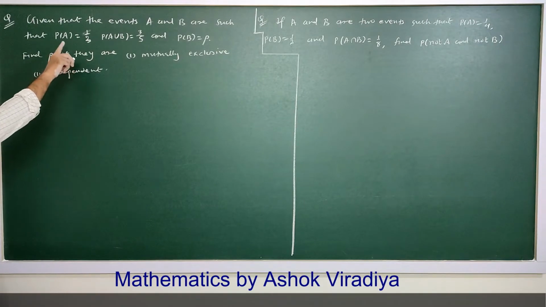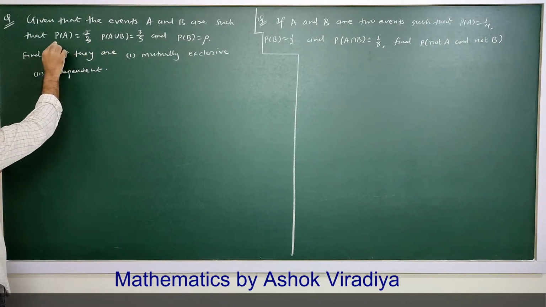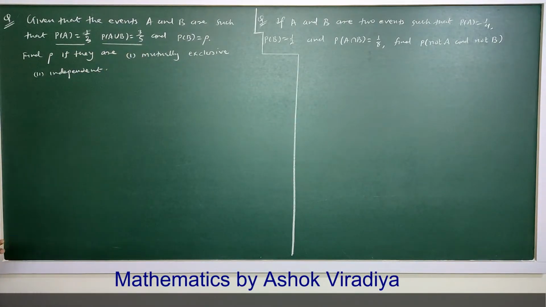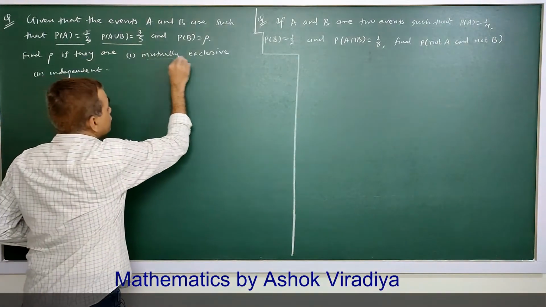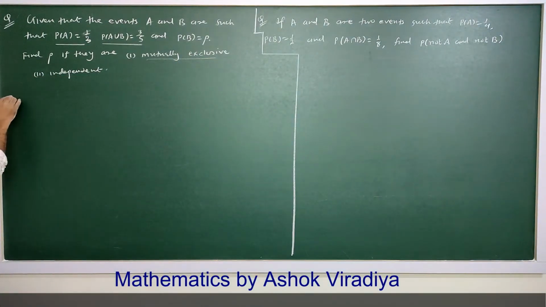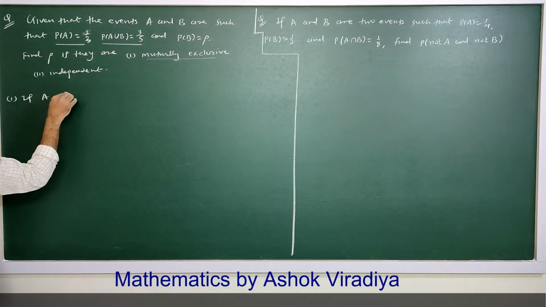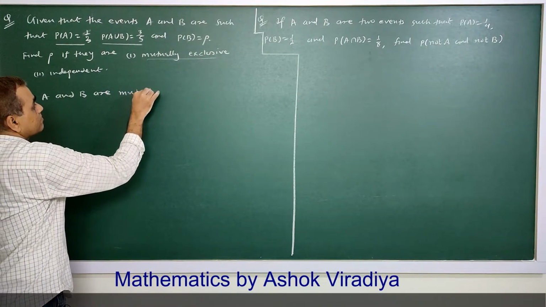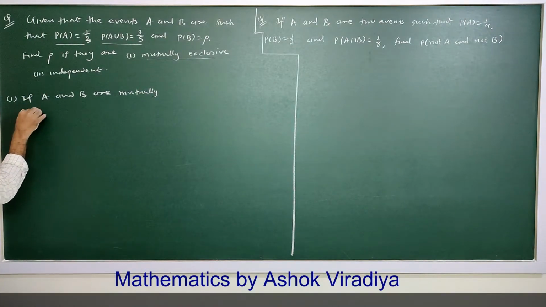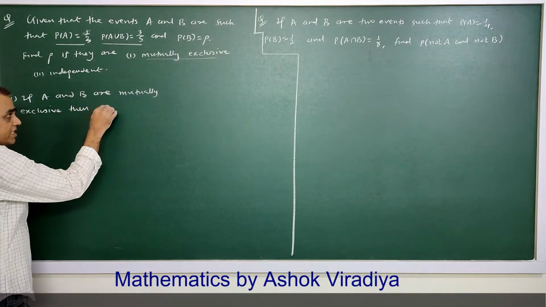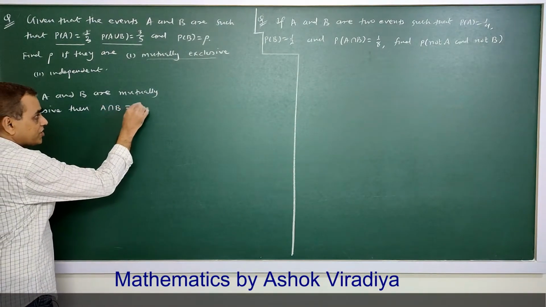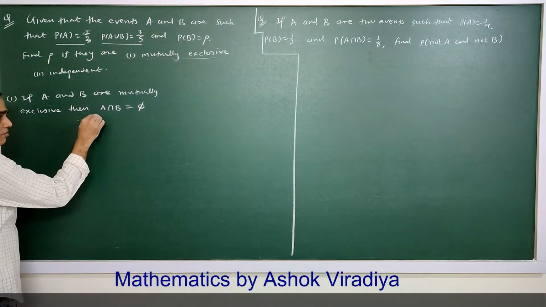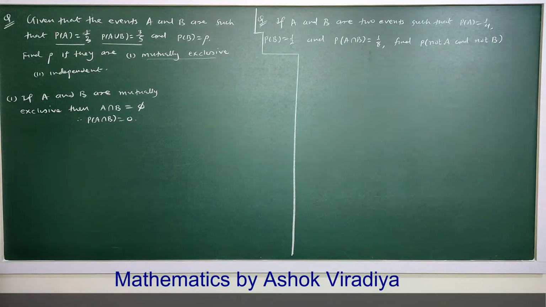Say here, given that events A and B are such that probability of A is 1 by 2, probability of A union B is 3 by 5, and probability of B is P. Find P if they are mutually exclusive events. First case is if A and B are mutually exclusive events, then their intersection is empty. So probability of A intersection B is 0. So we shall use this value.